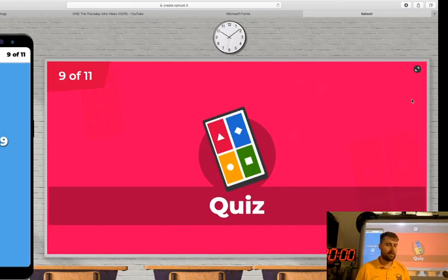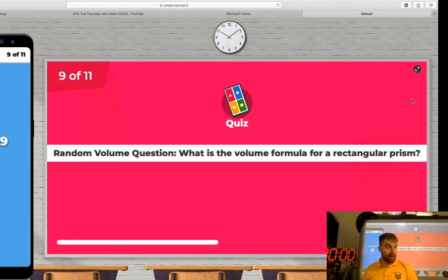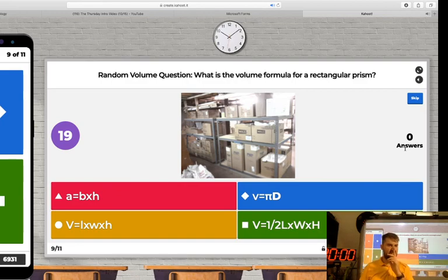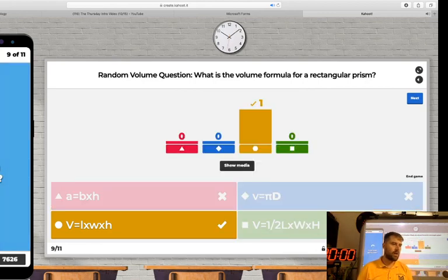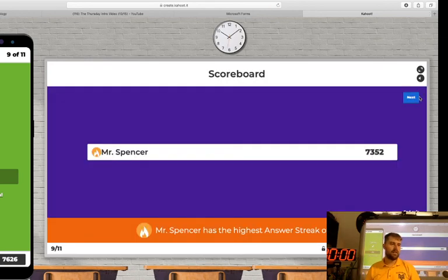All right, here we go. Question 9. Random volume question. What is the volume formula for the rectangular prism? All right, here are your different formulas. Which one is for a rectangular prism, or a box. That's why there's boxes here. Pause it here. When you've got your answer, unpause it. Awesome. I know my answer is the yellow one. It is length times width times height for a rectangular prism or a box.